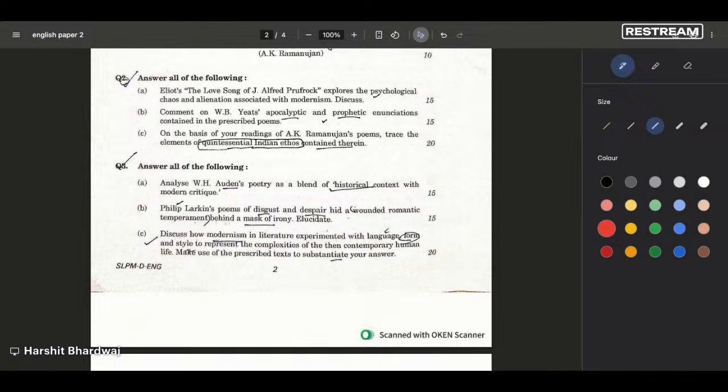But this is a poetry section, so please don't bring in the prose texts here. That's the first thing. That is pretty common sense, but students get confused here. So the first thing is it opens you up to all the poets, at least the modernist poets.